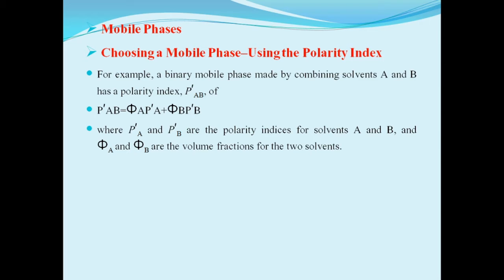For example, a binary mobile phase made by combining solvent A and solvent B has a polarity index P'AB, where P'AB is equal to the volume fraction of A times the polarity index of A, plus the volume fraction of B times the polarity index of B, where P'A and P'B are the polarity indices for solvents A and B, and phi A and phi B are the volume fractions for the two solvents.